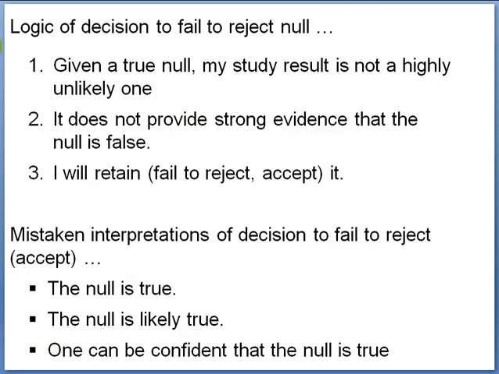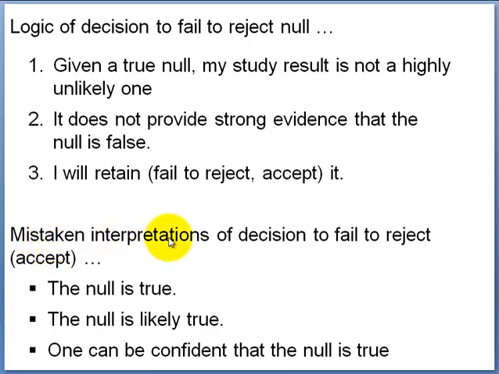So here's the rough logic of a decision to fail to reject the null. Given a true null, my study result is not a highly unlikely one. It doesn't provide strong evidence that the null is false. Therefore, I will retain it. I will fail to reject it. Now, it's easy to misinterpret a decision to fail to reject the null, which is to say to accept it.